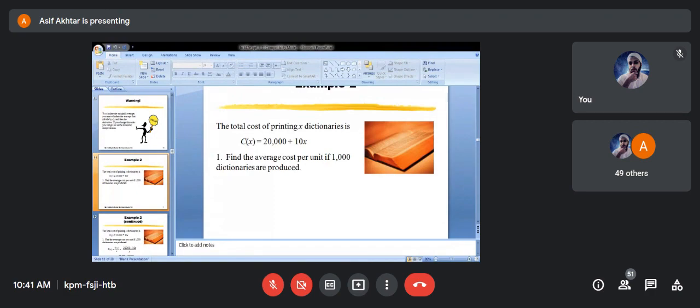So I will give you a question sheet on marginal cost, marginal revenue. You solve it on your own, and then I will take a doubt clearing session whereby we will discuss all your doubts. Calculating the marginal cost, marginal revenue, marginal profit.